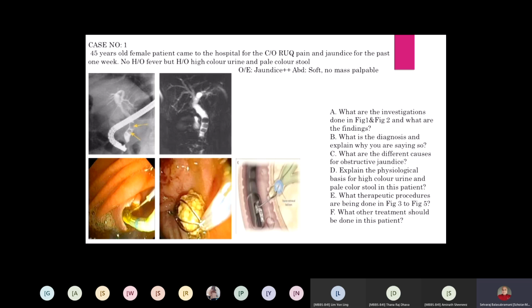You have answered the diagnosis. What are the different causes for obstructive jaundice? Intraluminal cause, mural cause, extramural cause. Can you tell me?